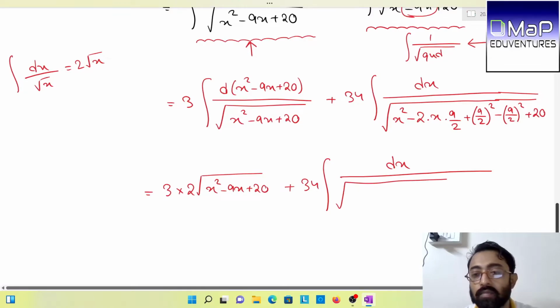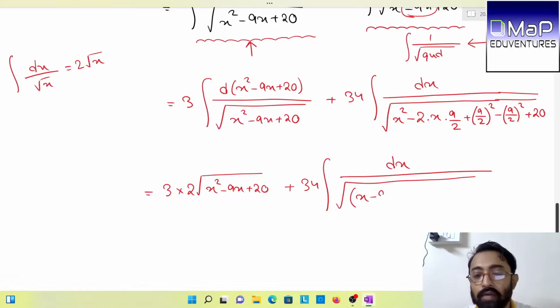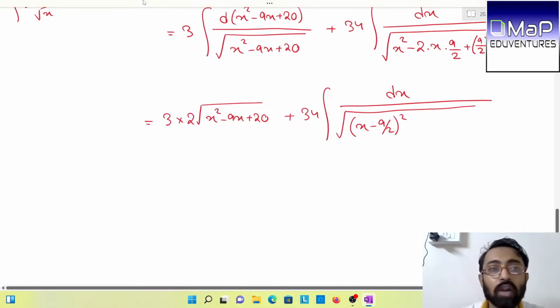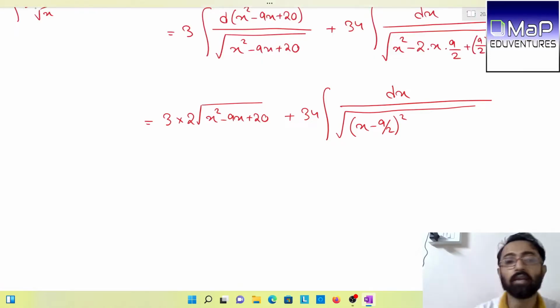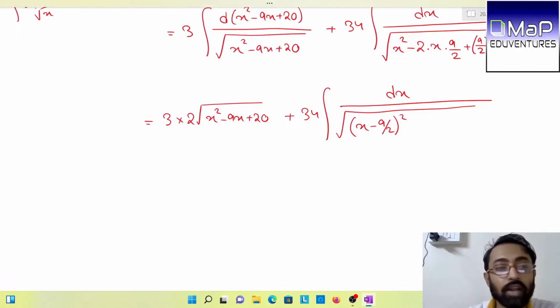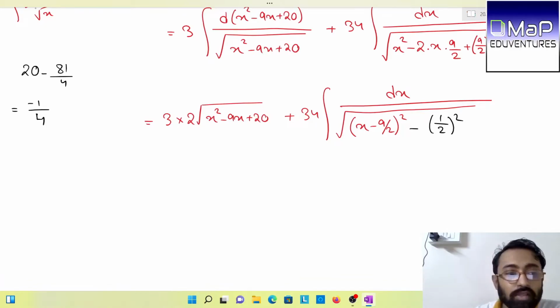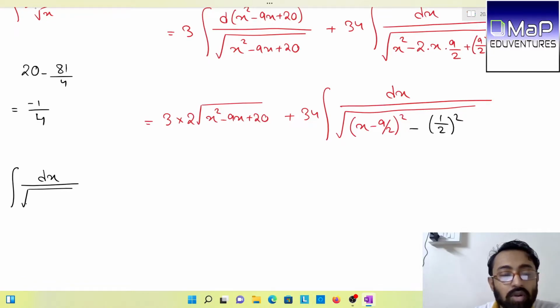under root, the first 3 terms will give us x minus 9 by 2 whole square, and for the remaining 2 terms, we have roughly calculated what we get. So here we will have 20 minus 81 by 4, that means minus 1 by 4. Okay, so you are going to get minus 1 by 2 whole square. So yeah, now if we observe, this is of the form integration dx divided by under root x square minus a square, right?